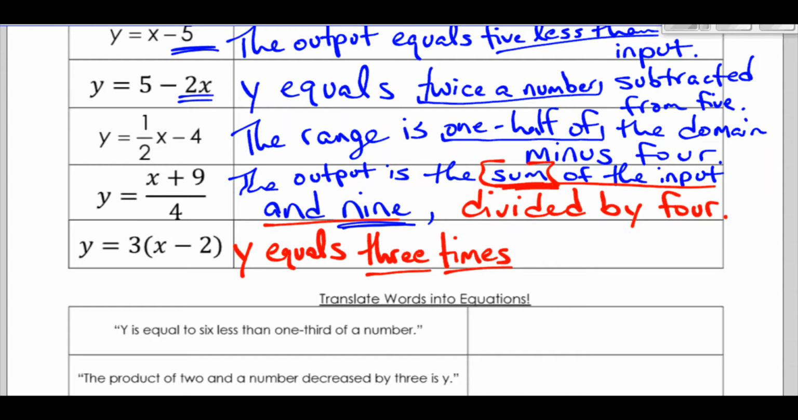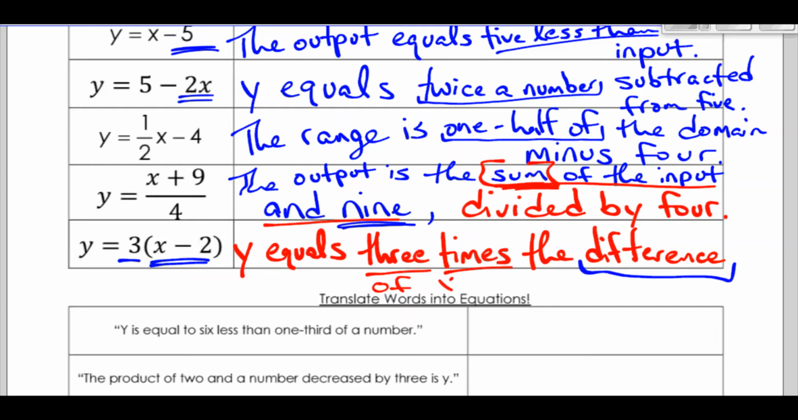It's 3 times the difference. It's 3 times the whole subtraction problem. It's not just multiplying x times 3, it's multiplying 3 times the entire subtraction problem inside. That's what I'm trying to say there. So I'm going to say 3 times the difference of x and 2.